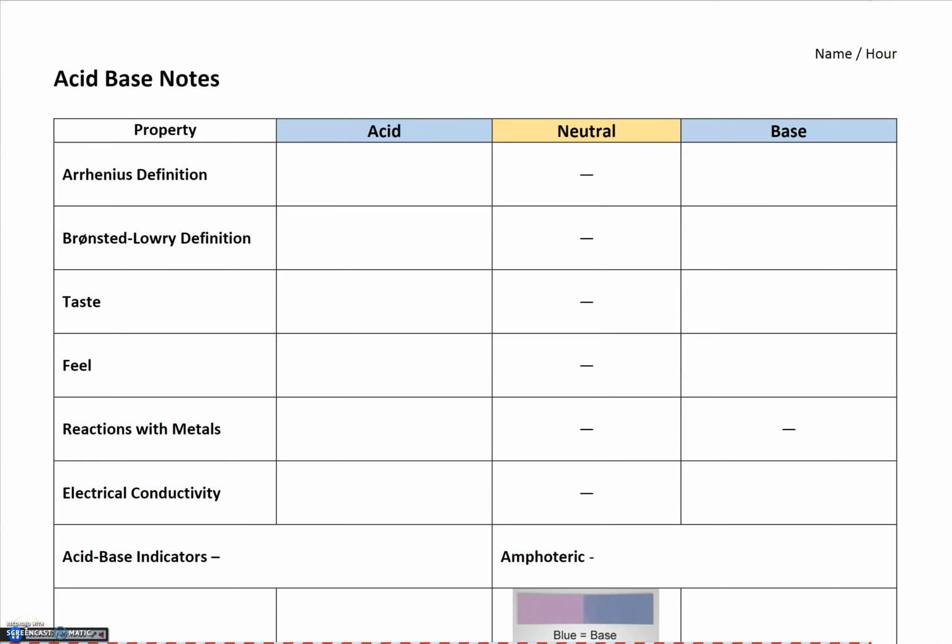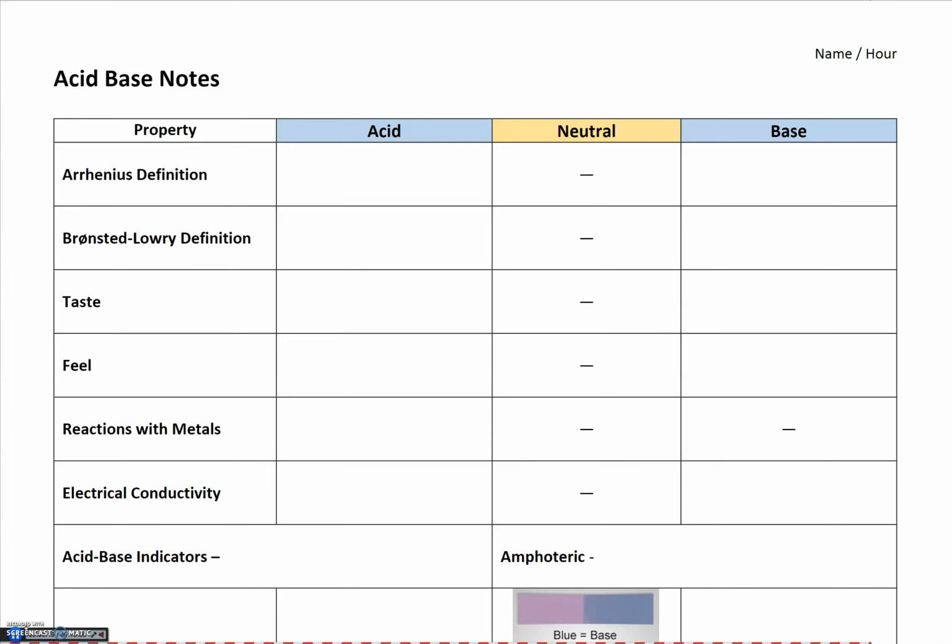All right, so we're going to do some acid-base notes today, and just start with some items that are pretty standard, things that could show up on the test, and nothing really specific, because we're not going to have a lot of time to get into the specifics, but just an overview.